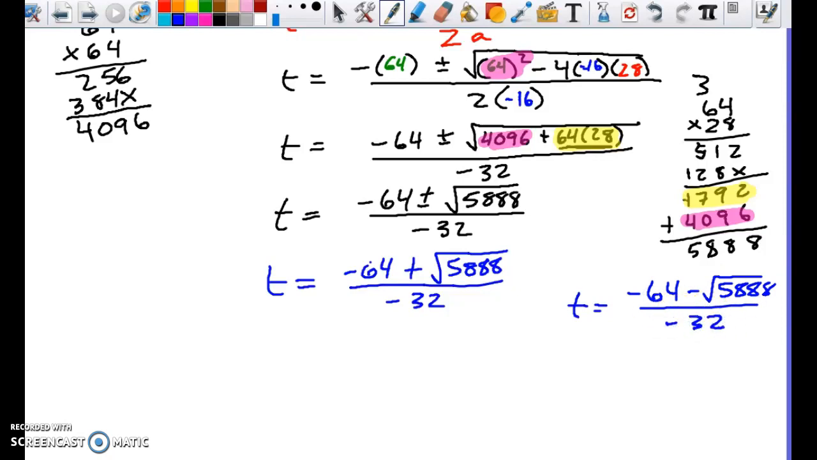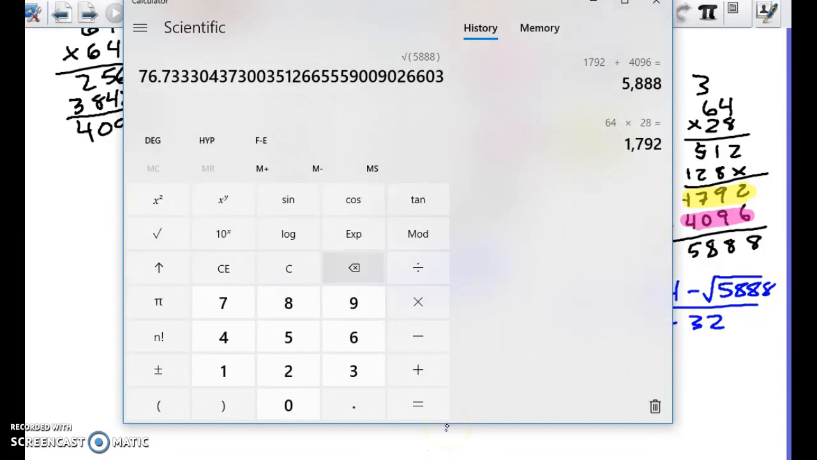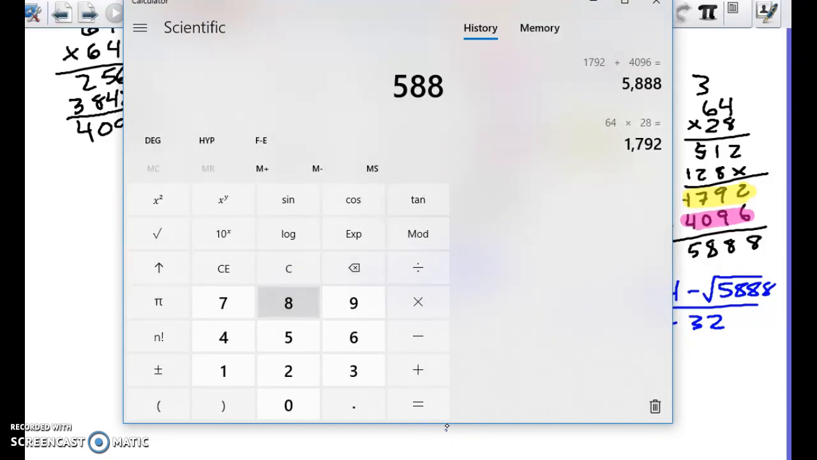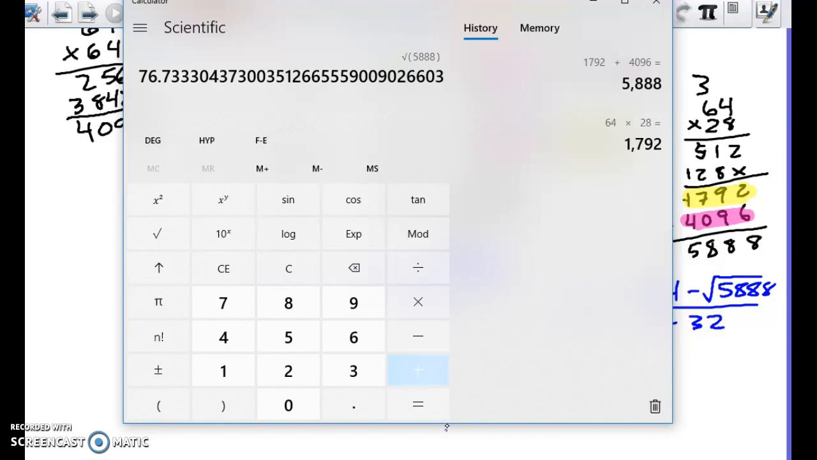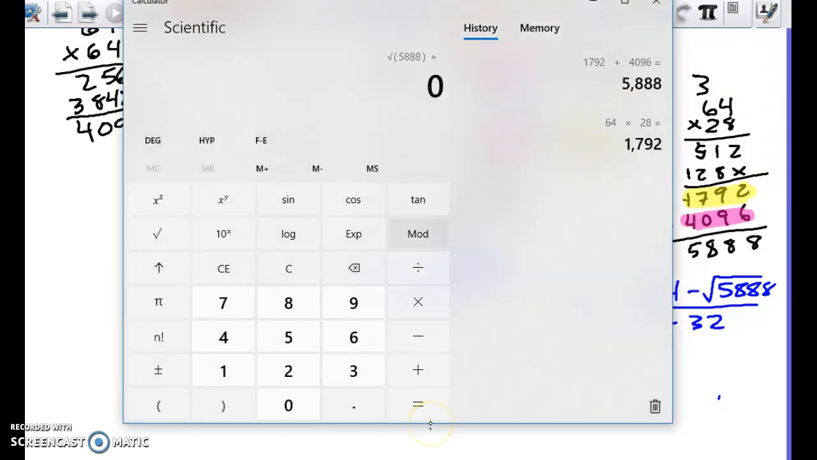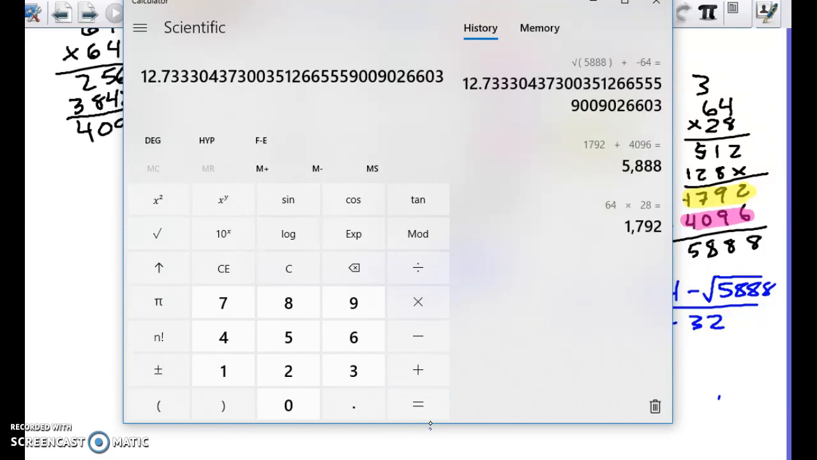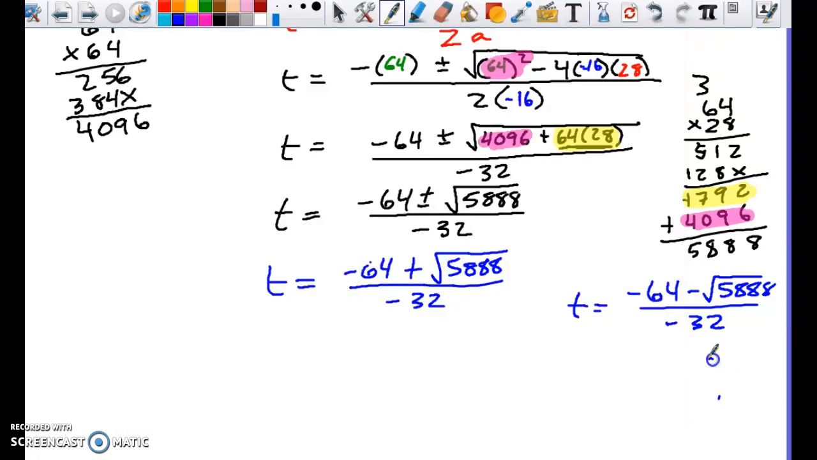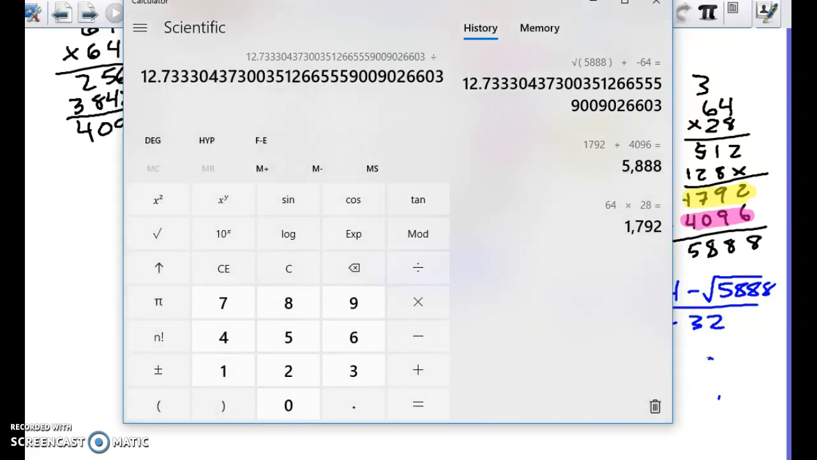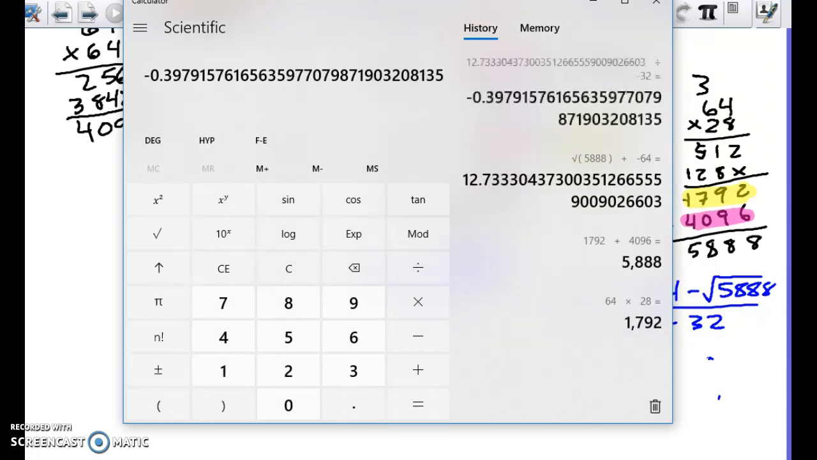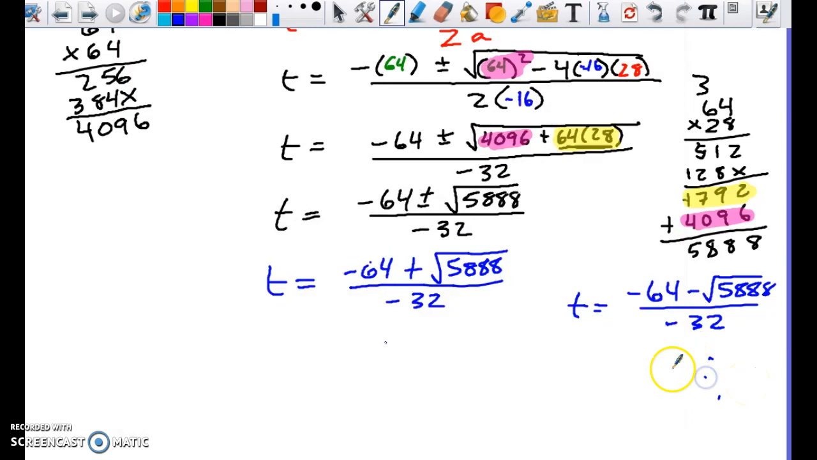And then I'm going to use my calculator to figure this out, and you could just do that here. So I'll show you. I'll just clear this out. 5,888, take the square root, and I'm going to add, I'm sorry, subtract 64, I'll make it negative, and I get 12.73 repeating and so on, and I have to divide by negative 32, so I'm going to divide that by 32, and I'll make it negative. Looks like one of my answers is 0.3979, so I'm going to round to the nearest hundredth, which is this spot, right, the 9, and what comes after the 9, 7, so I round up.